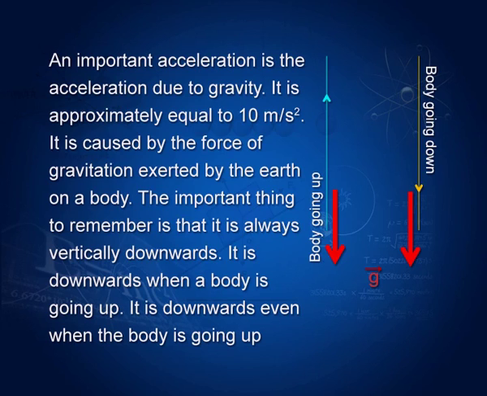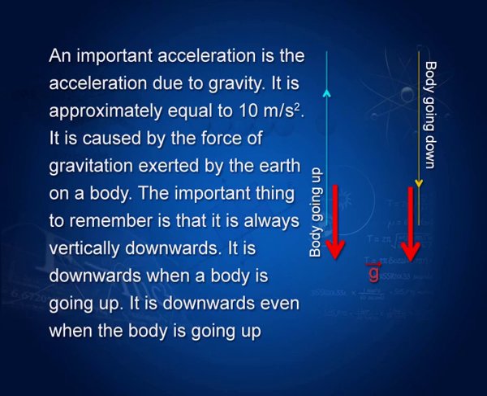The important thing to remember is that it is always vertically downwards. Again, something that confuses students. Remember, even if the body is going up, the g, the acceleration due to gravity, is acting downwards. If the body is moving downwards, the g is downwards. If the body is moving upwards, even then the acceleration due to gravity is downwards. Acceleration due to gravity is always vertically downwards. Remember this. Now we shall apply the knowledge that we have gained of vectors and vector algebra and so on to other situations in mechanics.